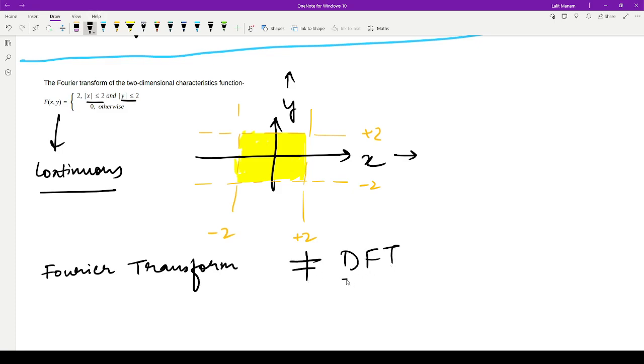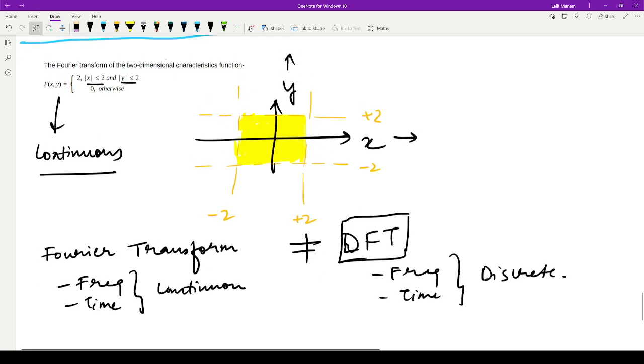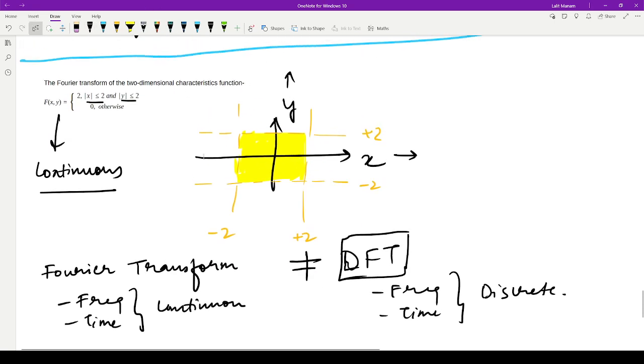This is the discrete Fourier transform. Just be sure about this. Here everything is continuous. Frequency and time both are continuous. And here frequency and time both are discrete. It is not the same. Many people make this mistake. This is fine.